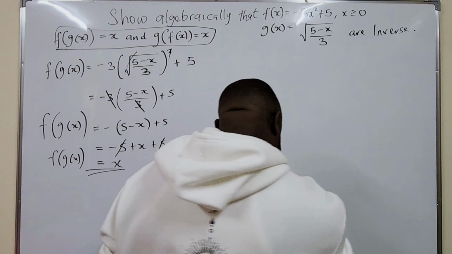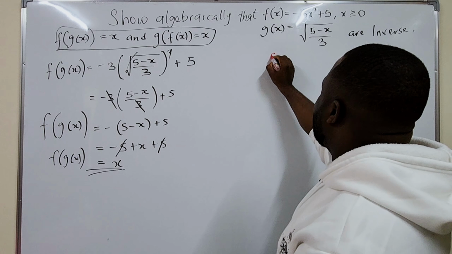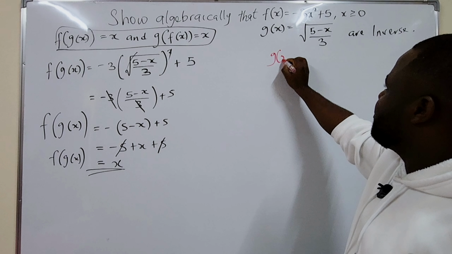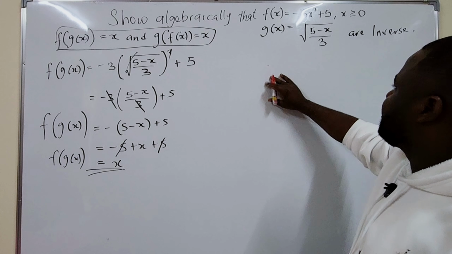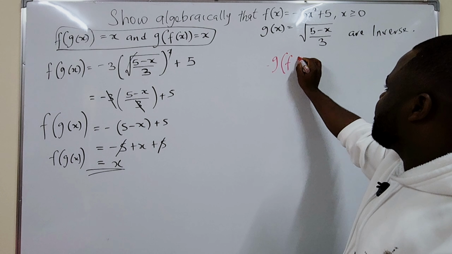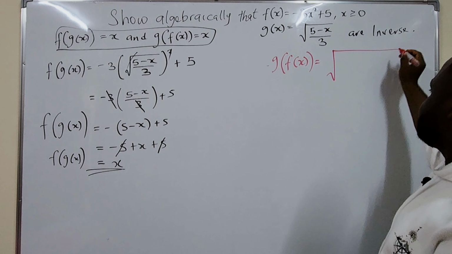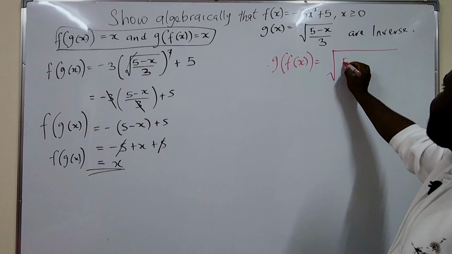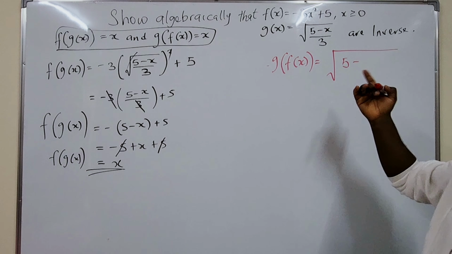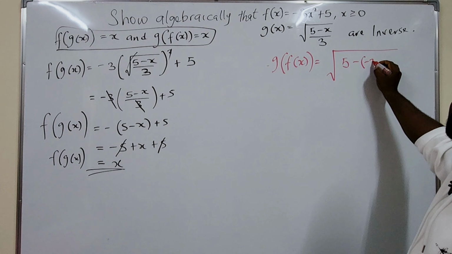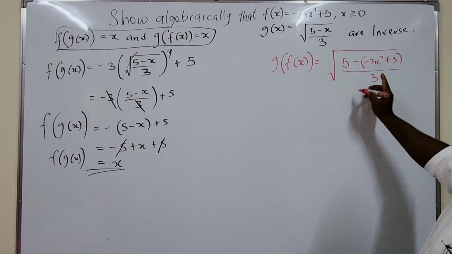So let's talk about the second condition. I'm going to solve it here. For the second condition, we have g of x equals, let me write it this way, g of the composite of f will now be equal to the square root of 5 minus, instead of x, I'm going to write the function f of x. So I now have -3x squared plus 5, then everything over 3. Okay, so this is it.